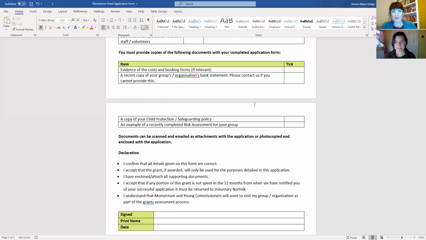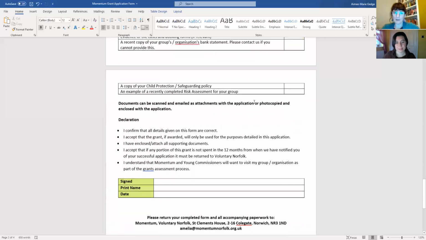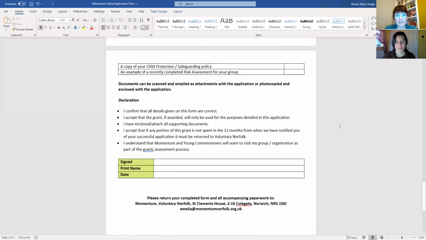Okay, so we've almost finished completing the form. You've got your documents ready, either scanned or attached. So you just need to go through the final declaration. Make sure you double check that all the details on the form are correct, especially contact details. You're also signing that if the grant's awarded, you'll only use the grant for the purposes detailed in this application.